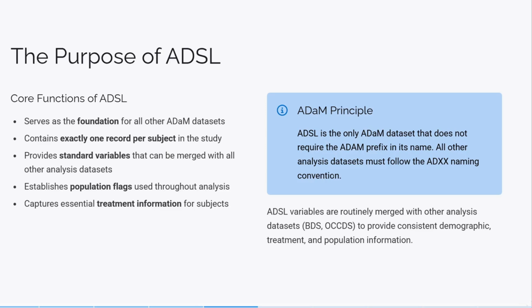This includes information such as the population flags, discontinuation from treatment, and the treatment start and end dates. ADSL is required in CDISC based submission of data. We'll have the population flag and the treatment information, so it is routinely merged with other analysis datasets, called the basic data structure and occurrence data structure, to provide consistent demographic, treatment and population information.